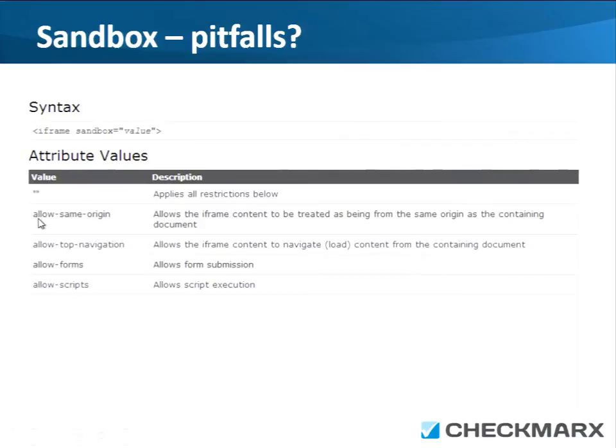Okay. So I can set a sandbox to allow same origin. If I set an iframe, I set a sandbox, and I add the allow same origin, this means that this iframe will be treated as if it was hosted on the same origin, which is actually what it is. It will be treated exactly like the pre-sandbox versions, except for three different permissions, which need to be given explicitly.